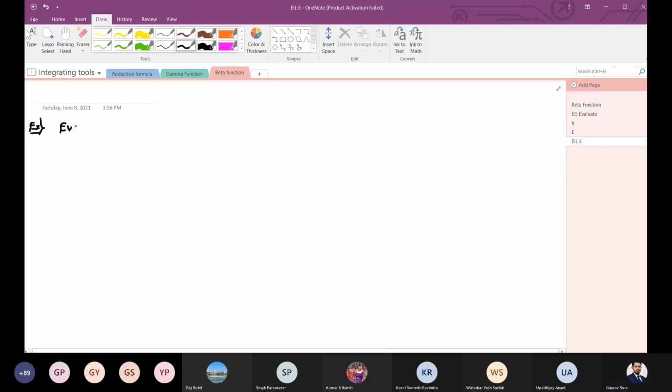Evaluate the integral from 0 to 1 of x cubed times (1 minus root x) raised to 5 dt. Yes, anyone?